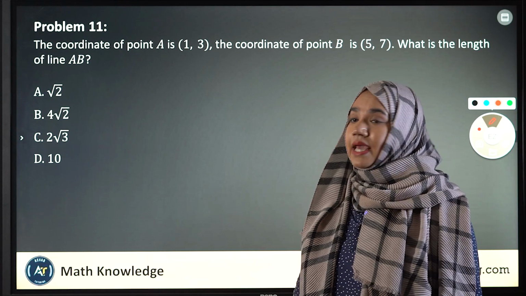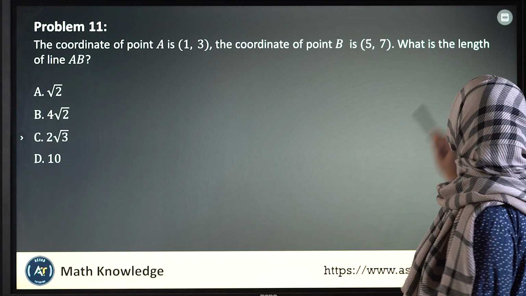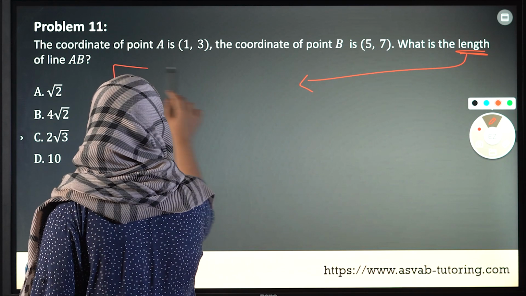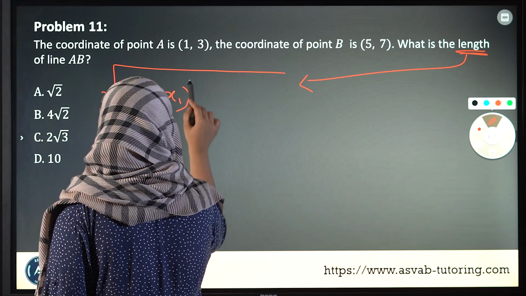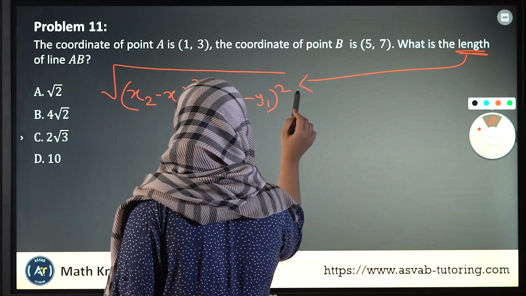The coordinate of point A is (1, 3). The coordinate of point B is (5, 7). What's the length of AB? To figure out the formula for length is very simple. It's the square root of (x2 minus x1) whole squared plus (y2 minus y1) whole squared, all right?